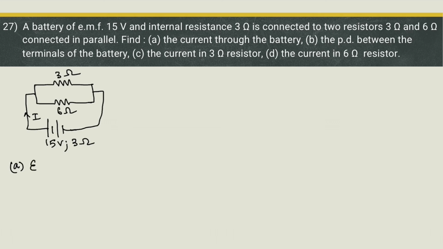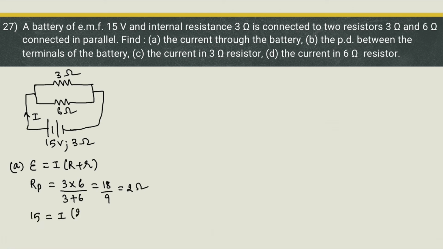So once again we can apply this formula E is equal to I into R plus small r. But first let us find out what is capital R. So here Rp is equal to R1 R2, that is 3 into 6 upon R1 plus R2, 3 plus 6, 18 upon 9, that is equal to 2 ohm. So EMF is 15, current is I, capital R is 2, internal resistance is 3. So 15 is equal to I into 5, and hence the current is 3 ampere. Okay, so the current coming out of the battery is 3 ampere.